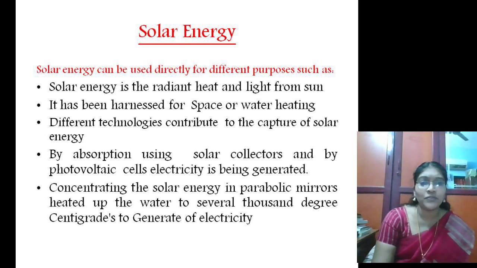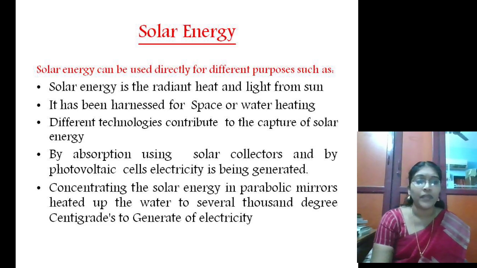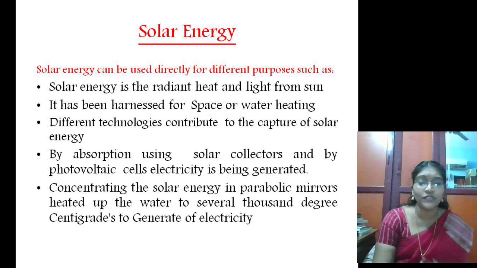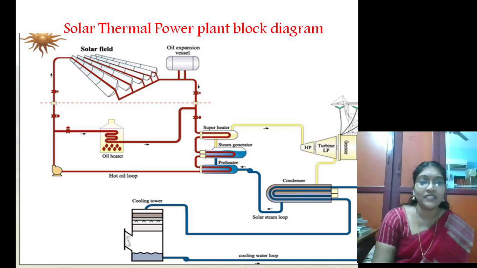By absorbing solar energy using solar collectors, and also by photovoltaic cells, electricity can be generated. And by using concentrating solar collectors or parabolic mirrors, the water can be heated up to several thousand degrees, and this can be used to generate electricity. So in all these ways solar energy is being used. Here you can see how a solar thermal power plant operates.